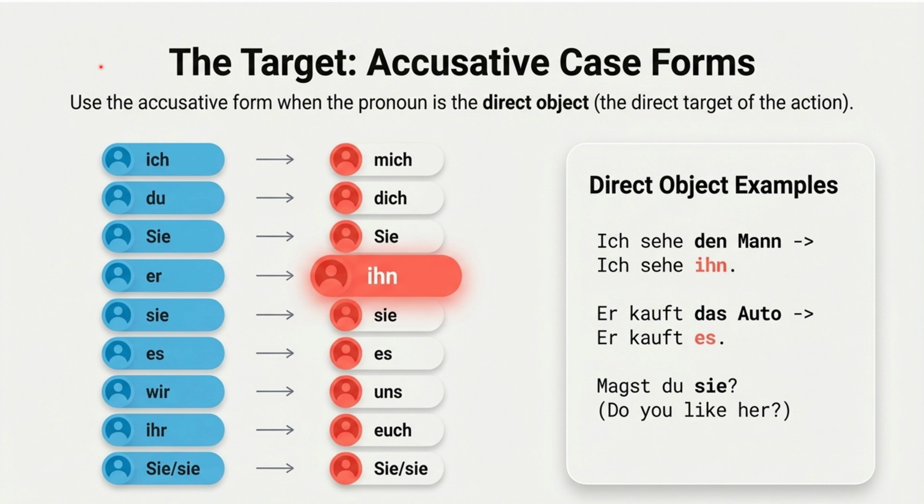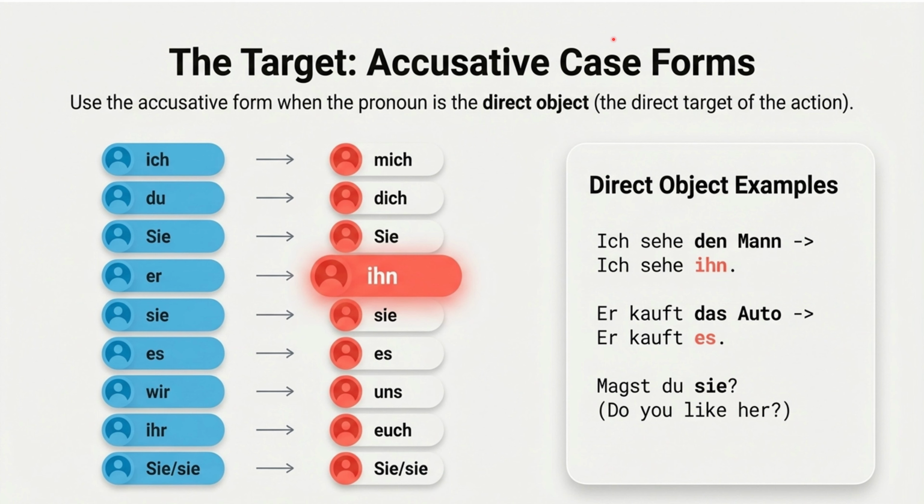Here is the complete list of accusative case forms, also called the target forms. When a pronoun is the direct object of the sentence, it changes like this. Ich becomes mich. Du becomes dich. Er becomes ihn. Sie remains sie. Es remains es. Wir becomes uns. Ihr becomes euch. Sie remains sie.